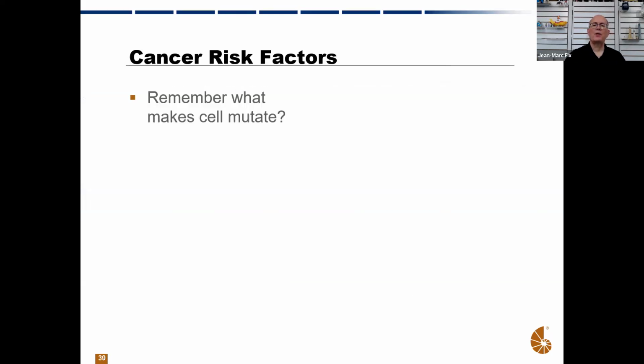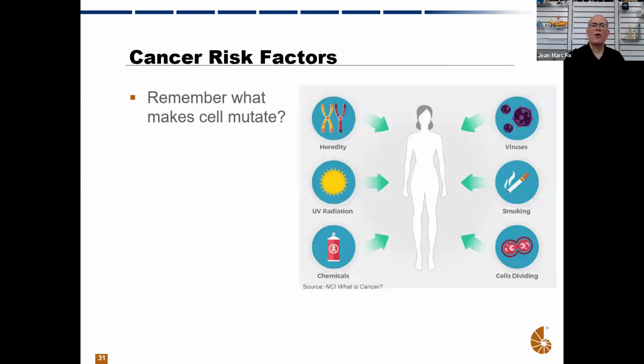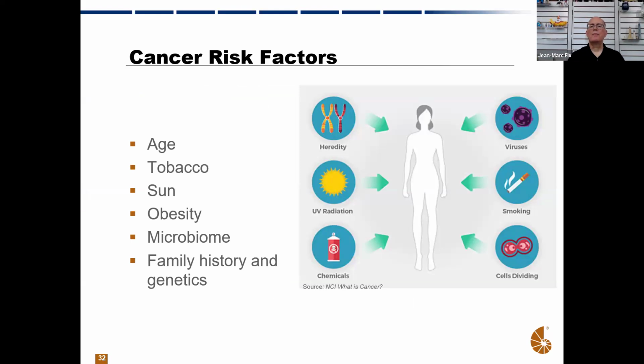So looking at the risk factors and prevention. So remember the slide I had before, cells mutate. So the risk factors are directly related to the mutation. The biggest one is age. The second one is tobacco. The third one is sun. Something that we're starting to understand and appreciate the importance of is obesity, and I'll touch on that a little bit more later. Something that is starting to have interesting research consequences is the impact of the microbiome.